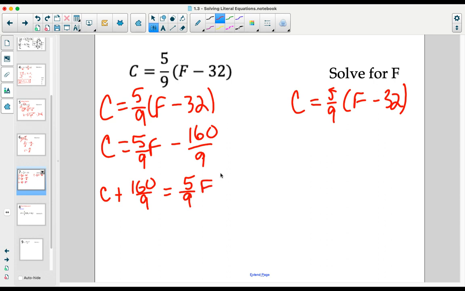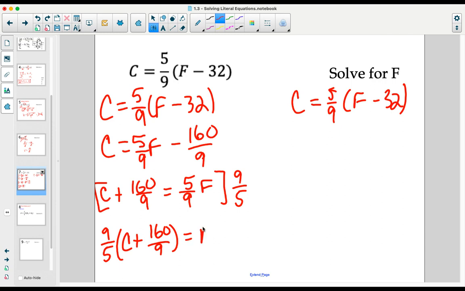And then you would have the responsibility of getting rid of this 5/9. And you might remember from your previous class experiences, remember, keep using those skills you have. We can eliminate a fractional coefficient by multiplying everything by its reciprocal. So we're going to multiply the entire left side by 9/5, and we get this as our final version.